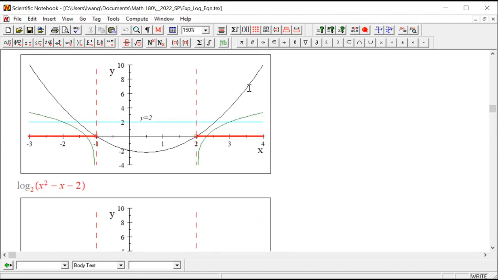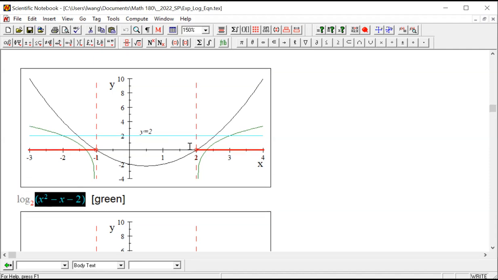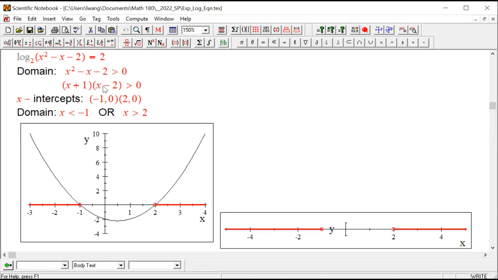This is the graph of the parabola. You can see the logarithm can only work on the positive part, the positive piece. The green piece is the logarithm function. Okay, and the black piece is the parabola. And what is the blue? The blue is y equals 2, because we solve the equation of that equals to 2.